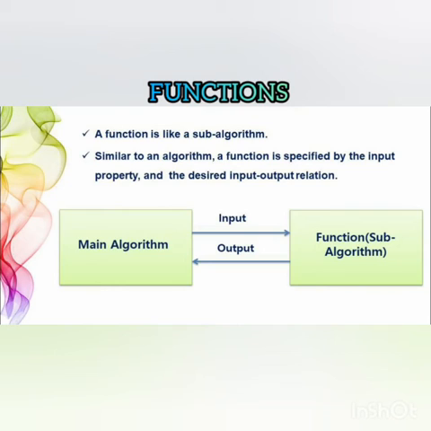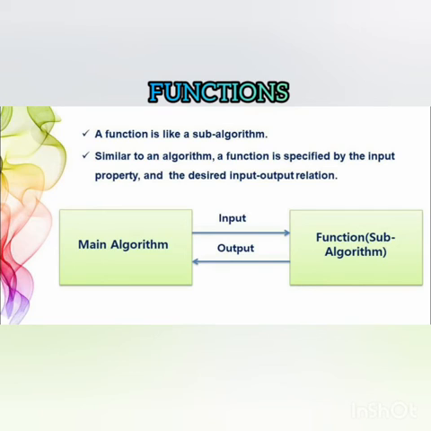After an algorithmic problem is decomposed into so many subproblems, we can abstract the subproblems as functions. That is, we can specify the subproblem with the help of the concept called functions. Already we have learnt about functions in the previous chapter, right? A function is like a subproblem. So, similar to an algorithm, a function is specified with the help of the input property and the desired input-output relation.